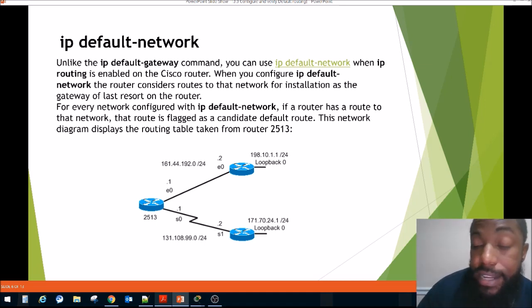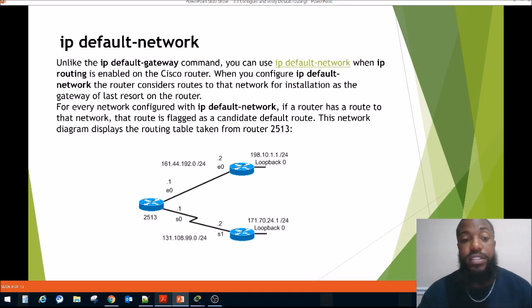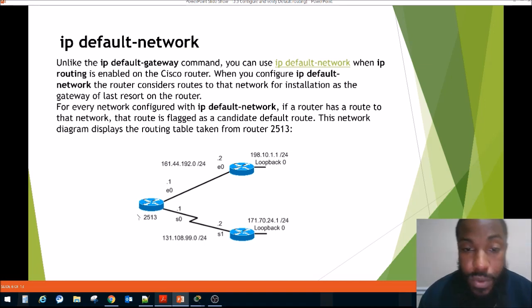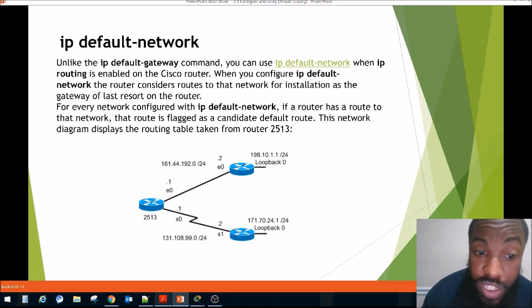I'm gonna show y'all on the next slide. I'm just kind of reading this to y'all. But anyway, let's look at this topology right here. We got router 2513, and you got two networks, the 24.1 and the 10.1.1. He got one way to get there and one way to get there. Now, let's say you got your network over here, and traffic comes out. How do we know which way to go to get to the internet? This way or that way?